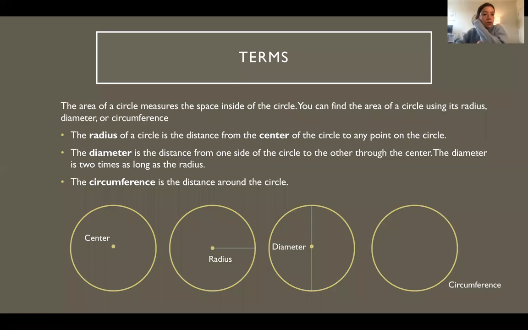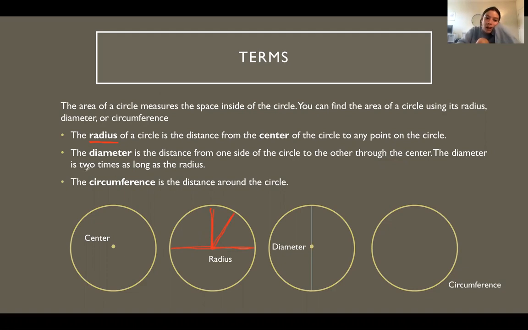So first to go over some terms, the area of the circle measures the space inside of the circle, and you can find the area of a circle using its radius, diameter, or circumference. So the radius of a circle is the distance from the center, right here, of the circle to any point on the circle. So it can be there or here. That is also the radius. That can be the radius just from the center of the circle to any point on the outside.